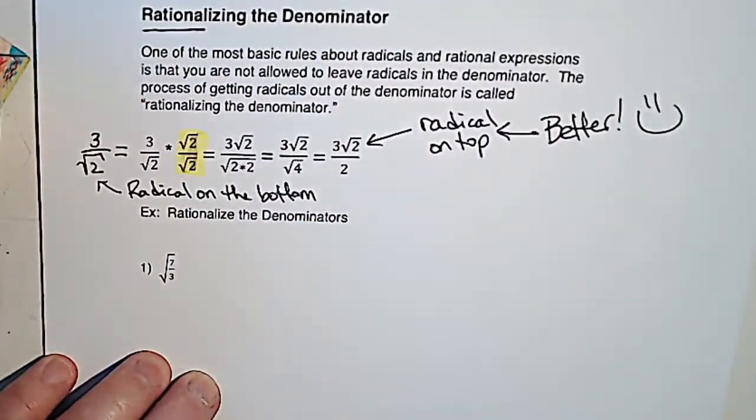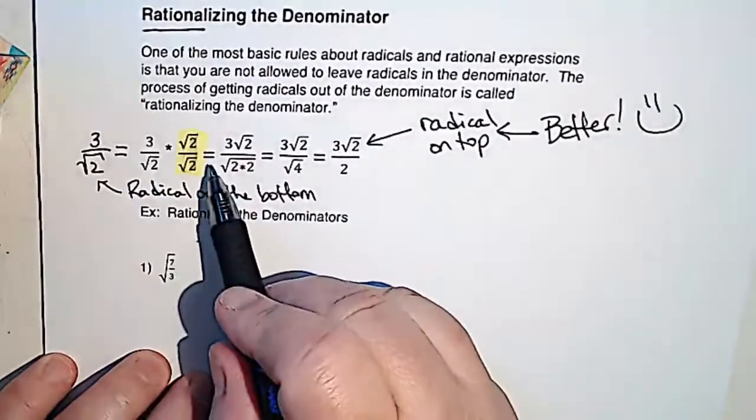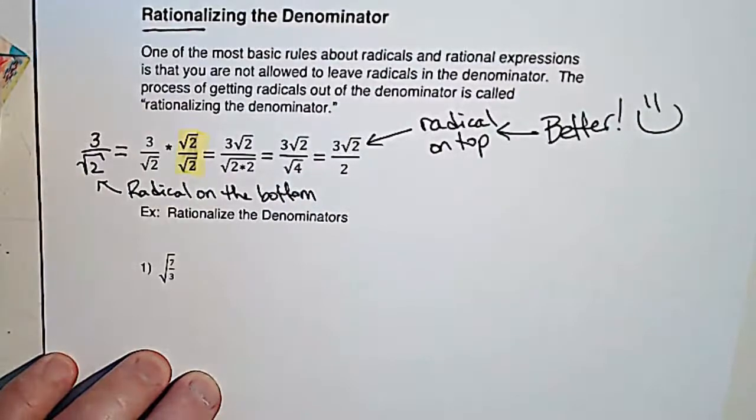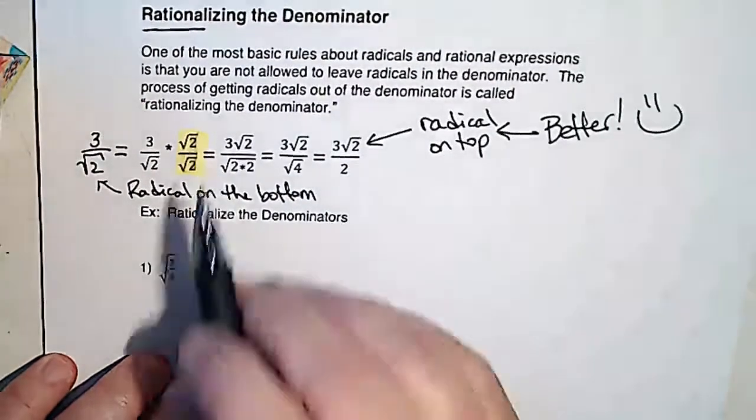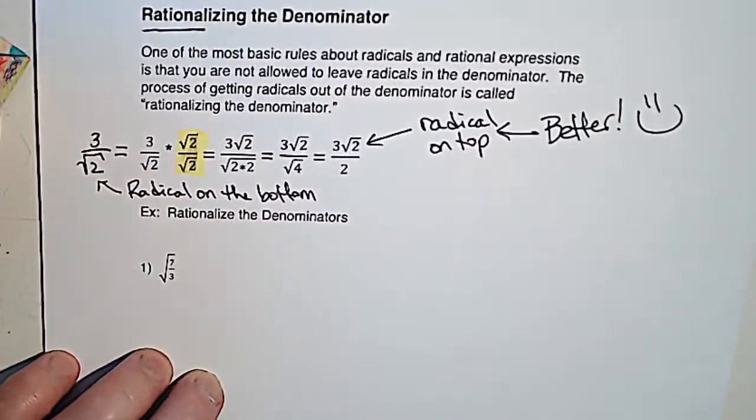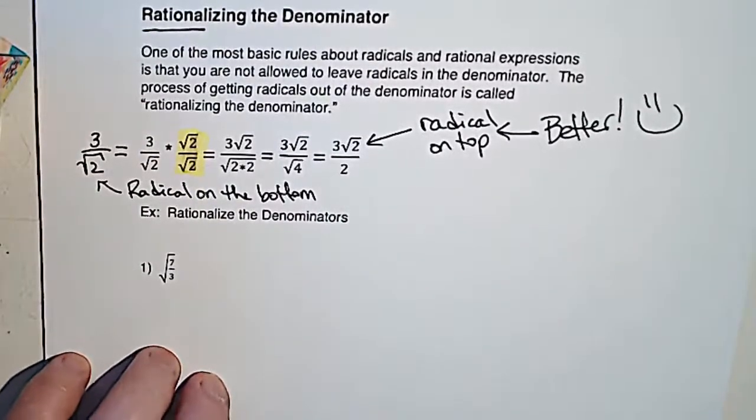Okay, so radical 2 over radical 2 equals 1. So we're not changing the value of the fraction. That's what's most important. This fraction equals, equals, equals. Equals are very serious to mathematicians. We do not take these lightly. If I say two things are equal, that means they are equal. Okay, so shall we rationalize some denominators?